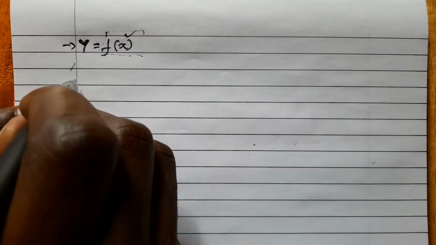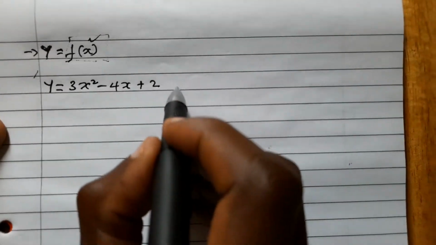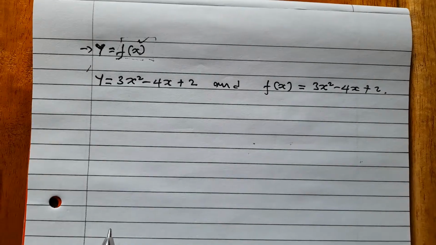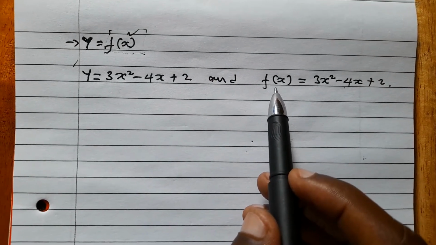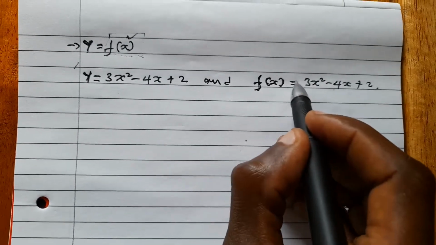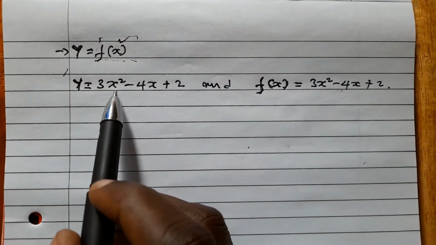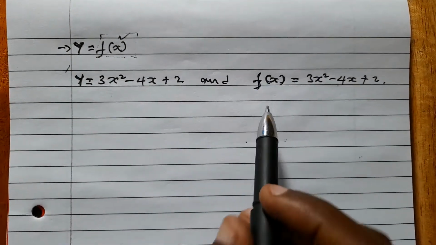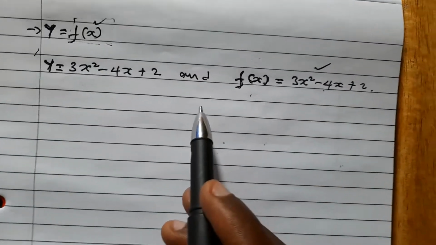And why is that? Suppose I have a function y, and this function y equals 3x squared minus 4x plus 2. And I also have the same function, f of x equals 3x squared minus 4x plus 2. You realize these two are actually the same function, but they are represented differently. In the first it is represented as y, and in the second it is represented as f of x. Here we are saying that the y type of notation is not the best way to represent a function, because it is not easy to distinguish functions using this notation, compared to the f of x notation.